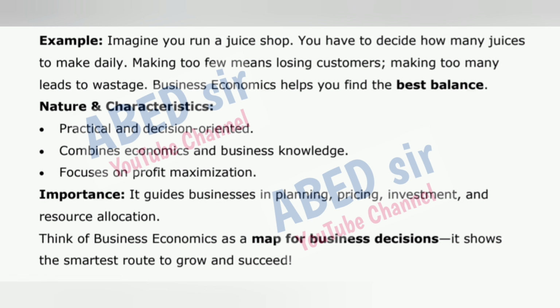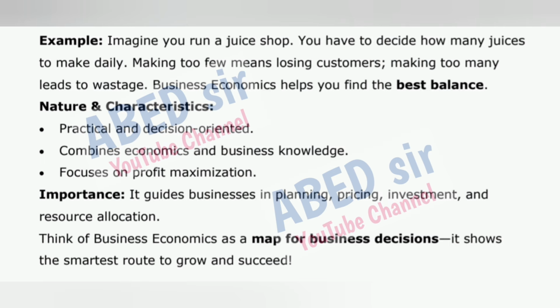Example, imagine you run a juice shop. You have to decide how many juices to make daily. Making too few means losing customers. Making too many leads to wastage. Business economics helps you find the best balance.